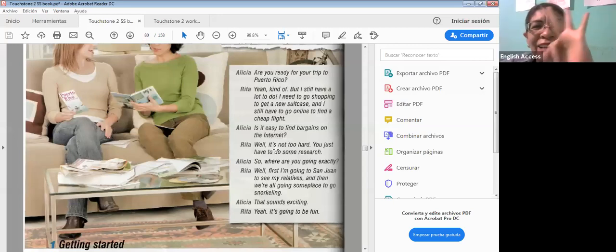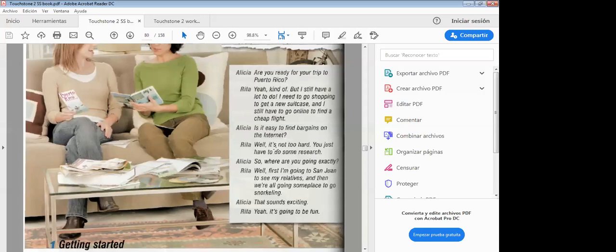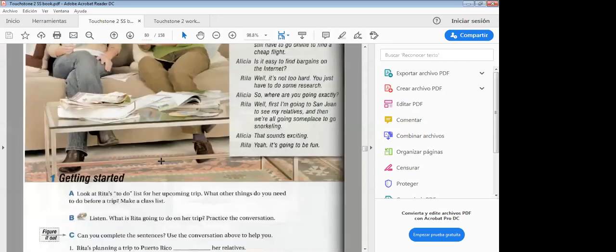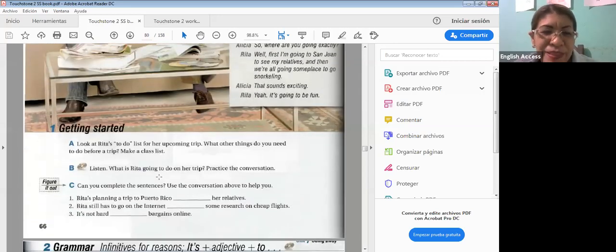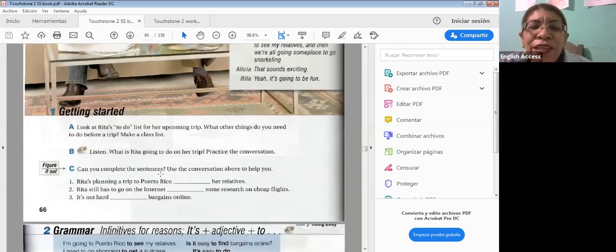Yes. And the last one, number three. Why is she going to San Juan? She's going to see her relatives. Okay, now Luis, let's do exercise C. Complete the sentences, please. Okay.